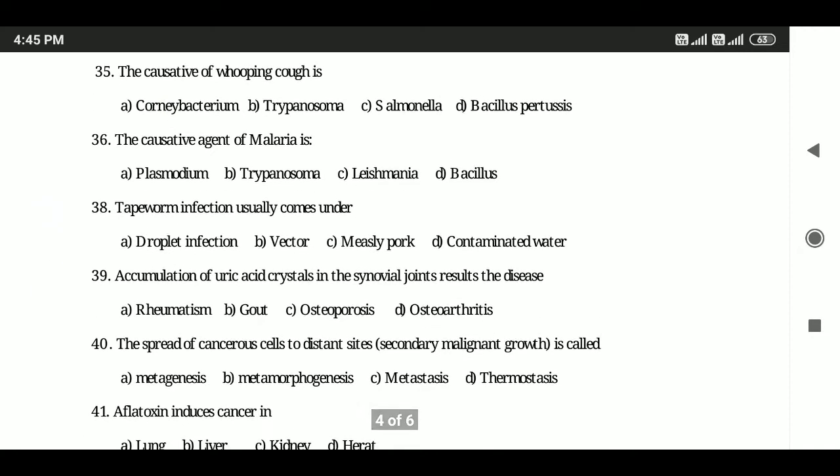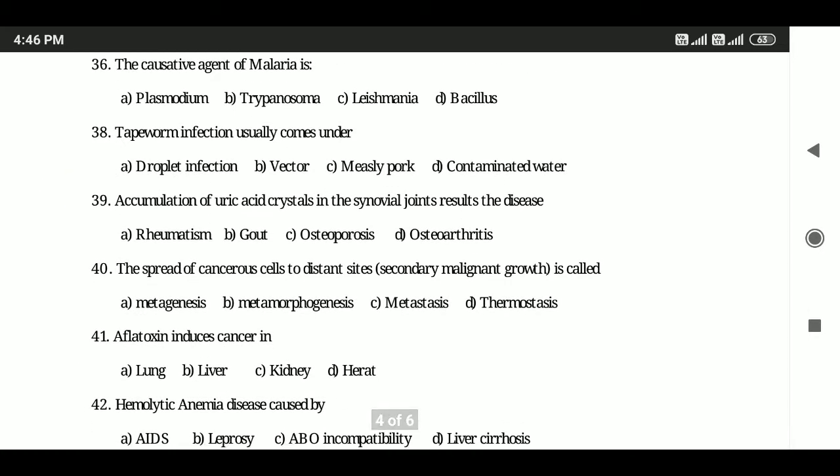The causative agent of malaria is Plasmodium, Trypanosoma, Leishmania, Bacillus. Again, they cause different diseases. Leishmania donovani, Trypanosoma gambiense, and Plasmodium, all three are protozoans. Plasmodium causes malaria, so it is the right answer for this. Trypanosoma gambiense and Leishmania donovani separately cause different diseases. Trypanosoma causes sleeping sickness, Leishmania causes Kala Azar or black fever.